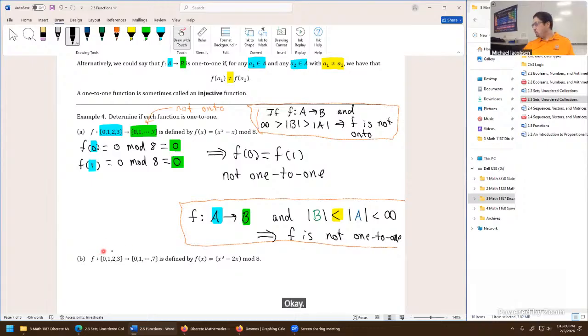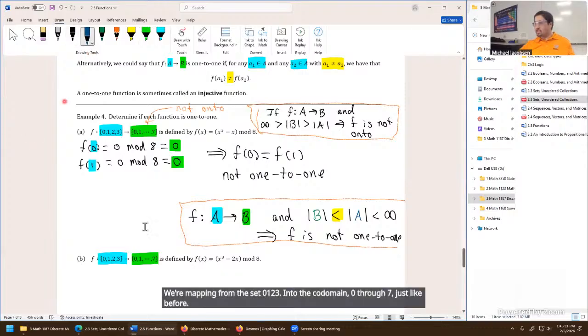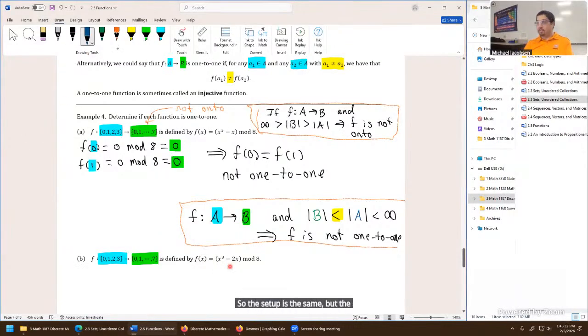Okay, let's try out whatever is going to go on with this one right here. We're mapping from the set 0, 1, 2, 3 into the codomain 0 through 7, just like before. So the setup is the same, but the function definition is different now. So our strategy is just see what happens with some values.